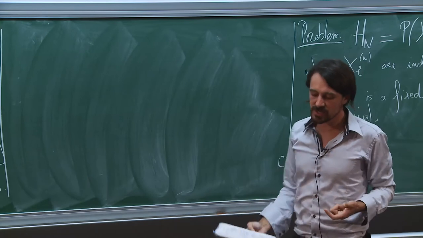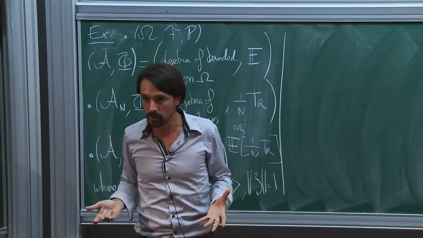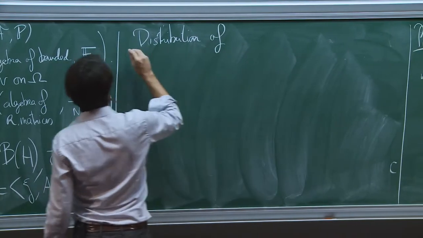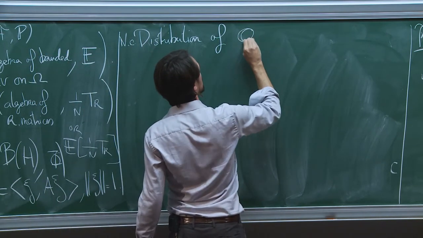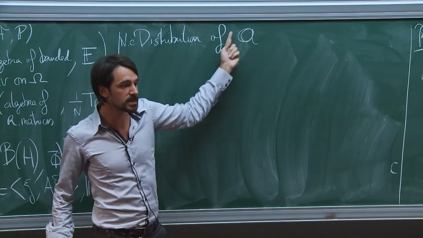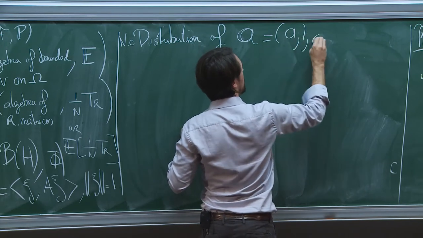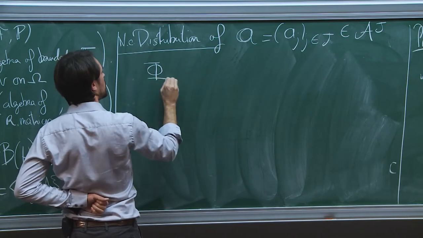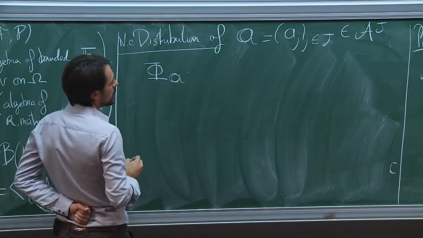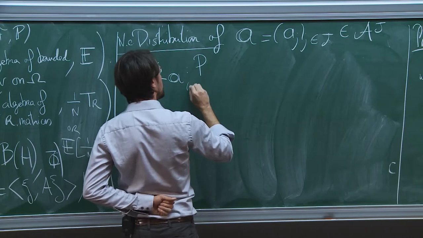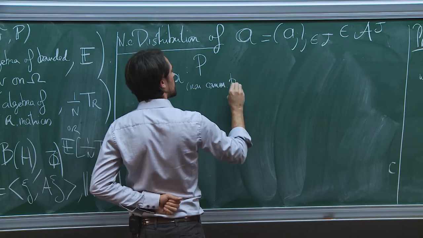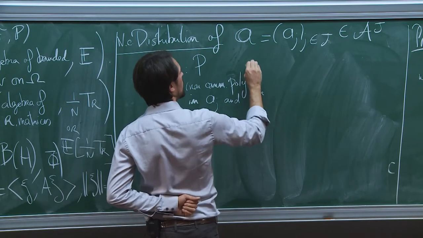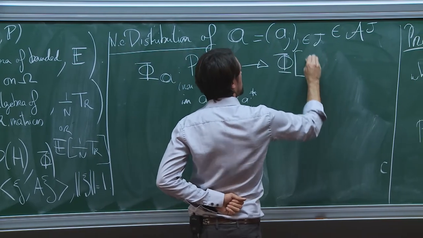As in classical probability, what is important is not really the way we define the variables, but the notion of distribution. So what is the distribution of non-commutative random variables? The non-commutative distribution of a family of elements of A, which I will denote by this bold symbol, a family indexed by J, belonging to A to the J, is encoded in the linear map. I denote it phi, like for the expectation, but with the index a. This is a linear map which takes a non-commutative polynomial in the variables a_j and a_j star, and associates phi of p(a).